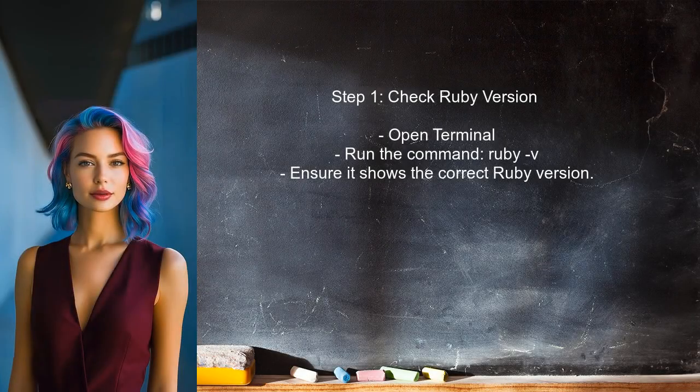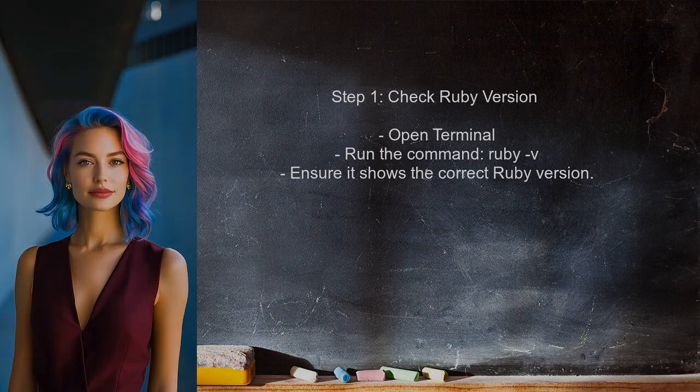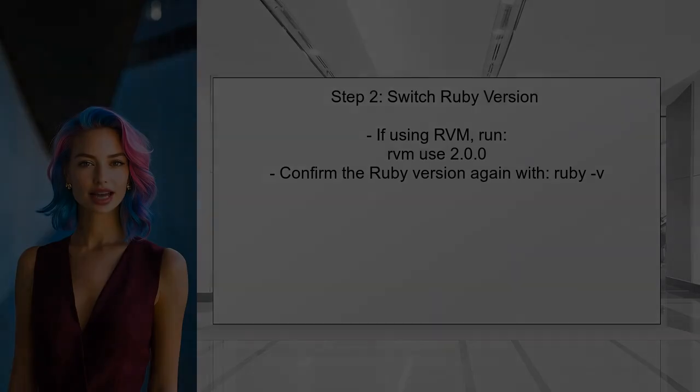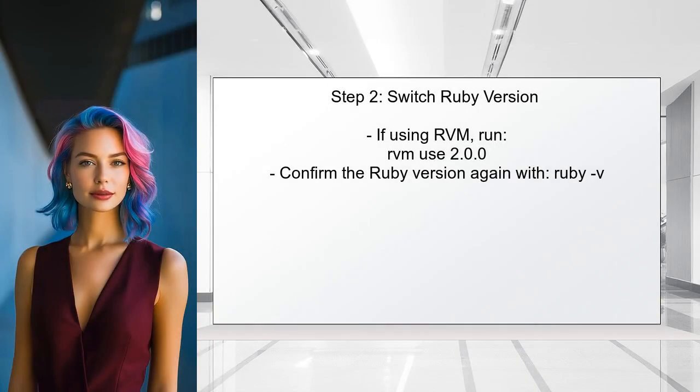To resolve the issue with CocoaPods not working after upgrading to macOS High Sierra, the user should first check their Ruby version. This can be done by running a simple command in the terminal. Next, the user needs to ensure that CocoaPods is installed with the correct Ruby version. If the user has installed Ruby using a version manager like RVM, they should switch to the desired Ruby version.